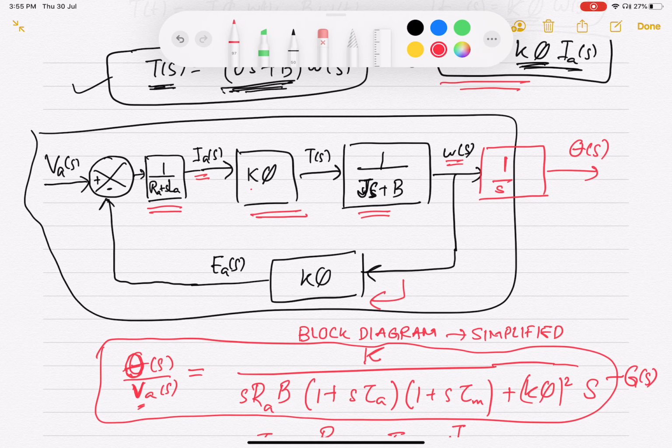And before that, we'll be looking at something called block diagram simplification. So we have this block diagram that we have drawn, but how do we actually get to this transfer function from this block diagram? So more about this in the coming lectures.